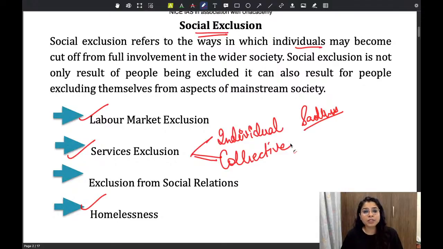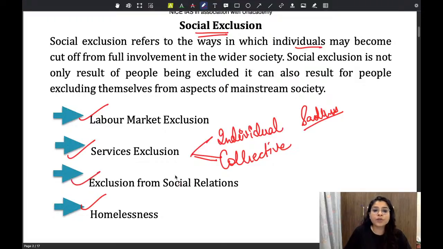Or sometimes, you must have heard the news that a groom of a particular caste was not allowed to ride the horse because they are excluded from this exercise, right? So one can be your individual exclusion and the other can be your collective exclusion.